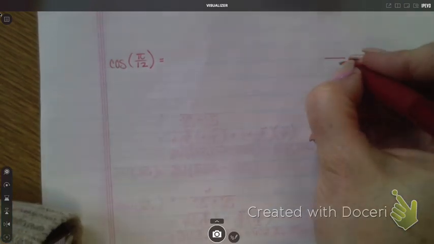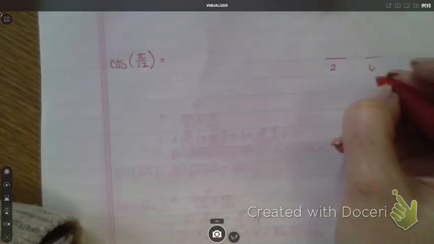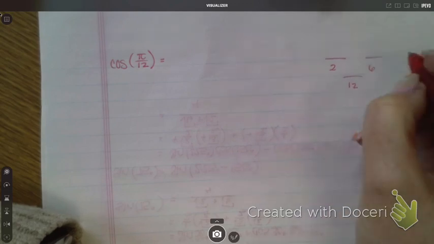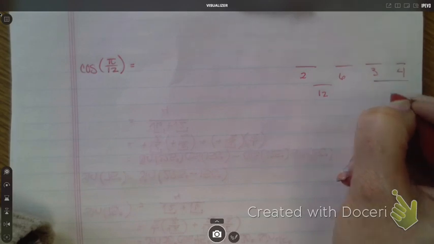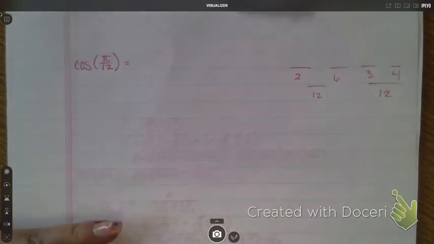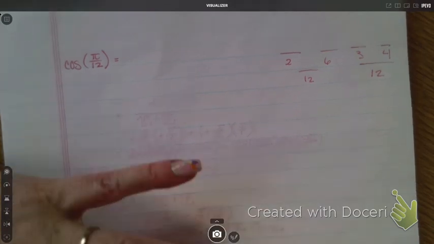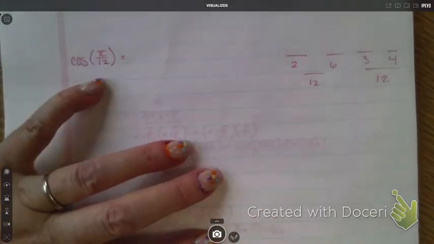So could you do pi over 3 and pi over 4? I immediately say 3 and 4 would be my denominators to get 12, wouldn't they? 6 or 2 as well, but 3 and 4 would be easier. Whatever I pick, 2 and 6, my common denominator would be 12. And if I had 3 and 4, my common denominator would also be 12. So do you want to use 2 and 6 or 3 and 4? 3 and 4.